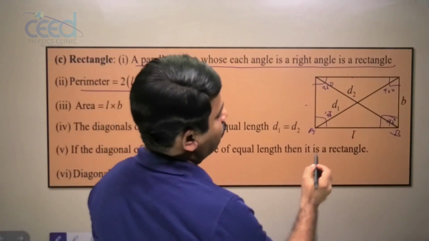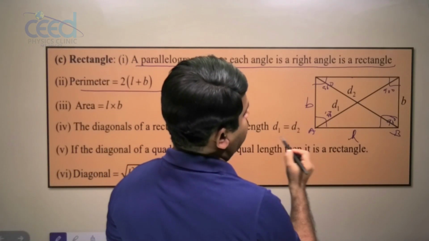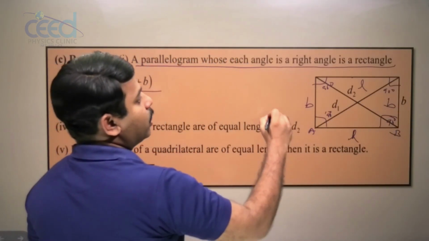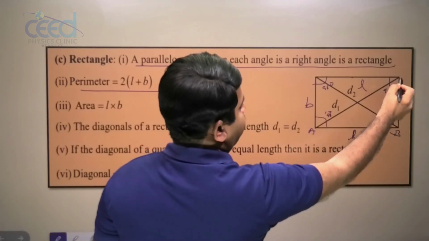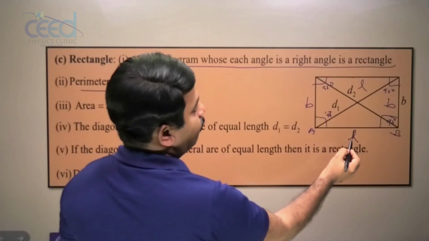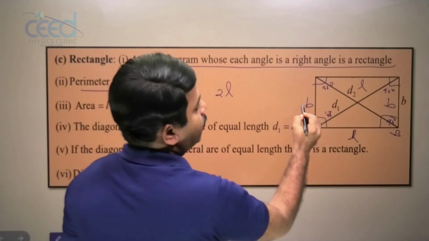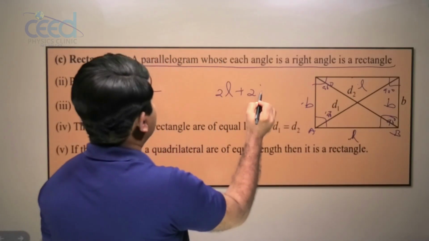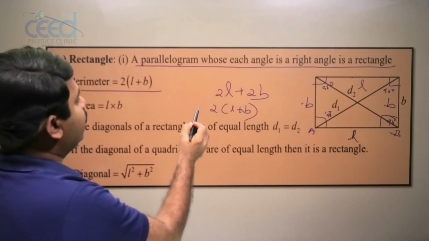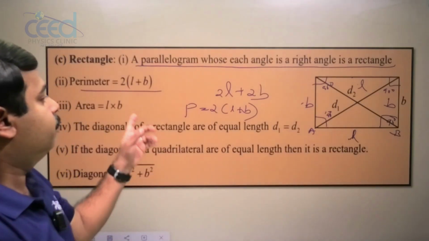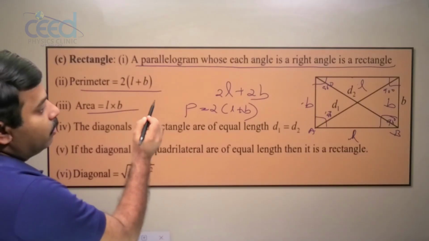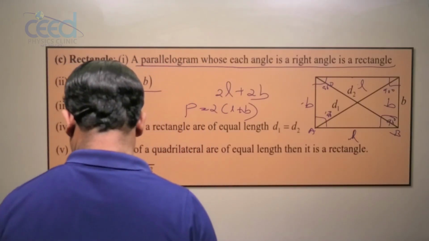Perimeter: if this is length and this is breadth, then this is also L and this is also B. The total sum means L plus L, 2L, and B plus B, 2B. So 2 into L plus B. So this is the perimeter of this rectangle. Now the area: length into breadth.